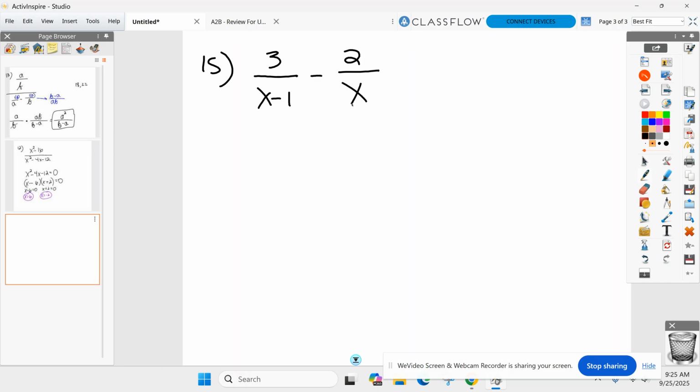Unlike denominators. So you got to find me a common denominator. Okay, you got to find me a common denominator. I'm making this into one fraction. Find me a common one. Anything common in the denominators?